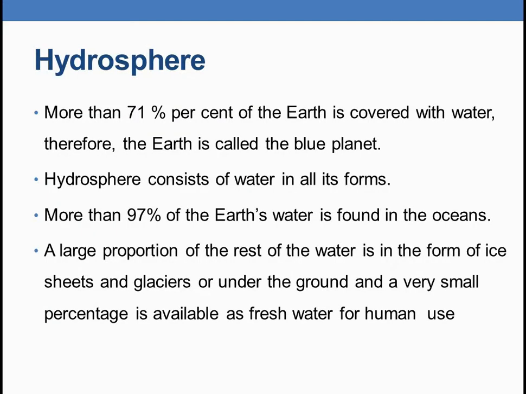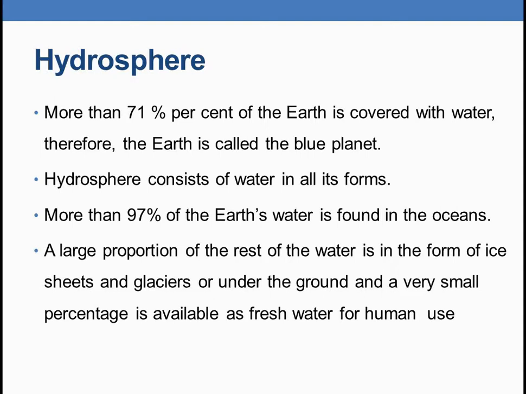Okay. Next, let's see the hydrosphere. More than 71% of the earth is covered with water, isn't it? Yes, as you know, 71% of the earth is covered with water, and therefore the earth is called the blue planet. And hydrosphere consists of water in all its forms.